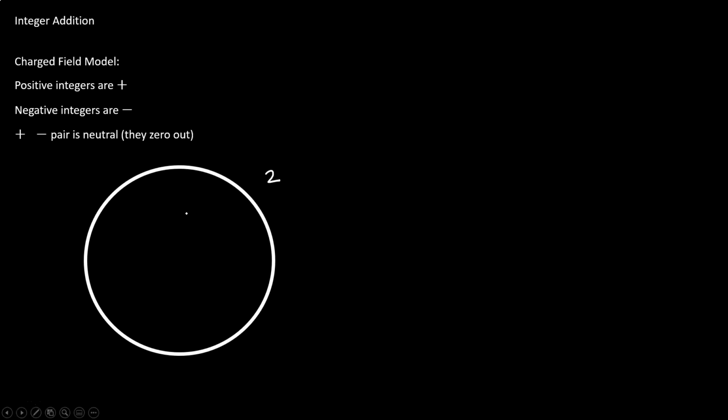I like this model because you don't have to have the physical chips with you, and you can still illustrate things like addition of integers. So 2 plus negative 3, I would draw 2 positives. I would draw 3 negatives. I would look for neutral pairs. Once I found them, remove them. Take note of what's left. We have 1 negative left. So 2 plus negative 3 equals negative 1. Very similar to the chip model, but we're using plus signs instead of white chips, minus signs instead of red chips.